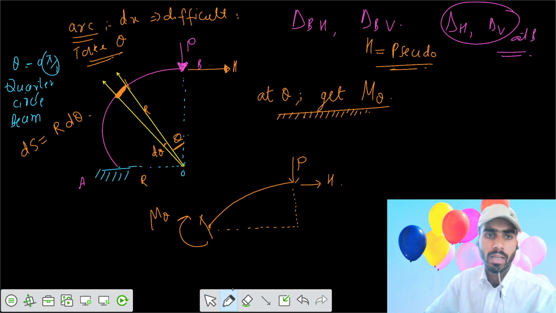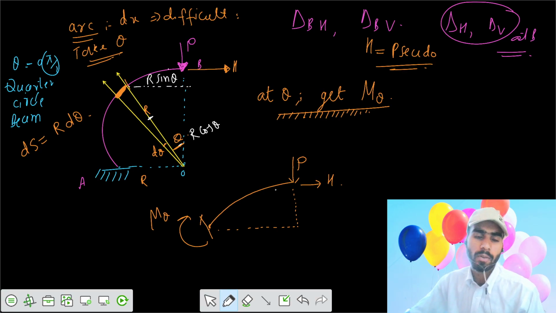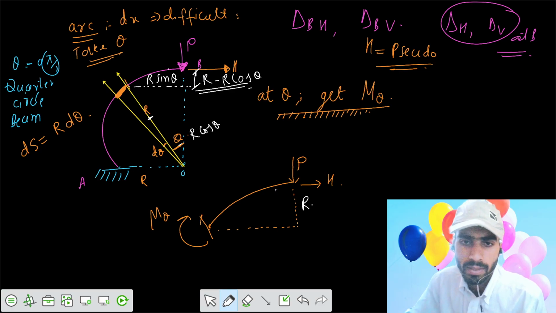For that you have to see whether any triangle is formed. Say if you take this one, we have a right angle triangle. If this is R horizontal, this hypotenuse is R, and this angle is theta, then this one is R cos theta, and this becomes R sin theta. Isn't it? The total was R, so you have to subtract: R minus R cos theta. So this one you got as R minus R cos theta, and this one is your R sin theta.